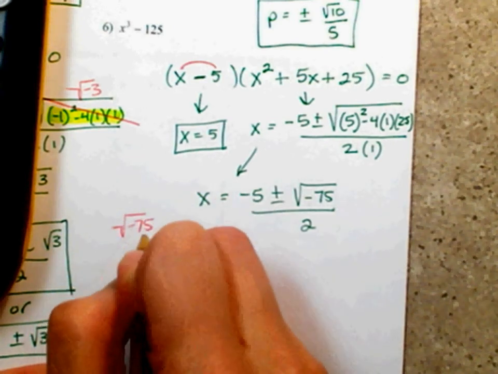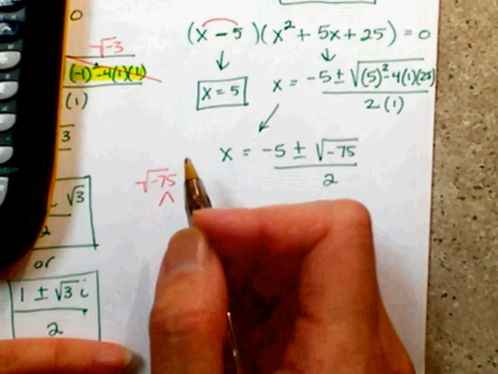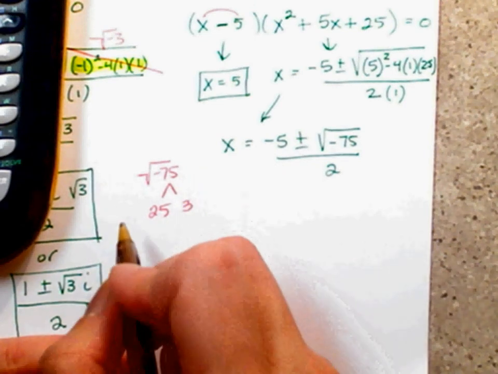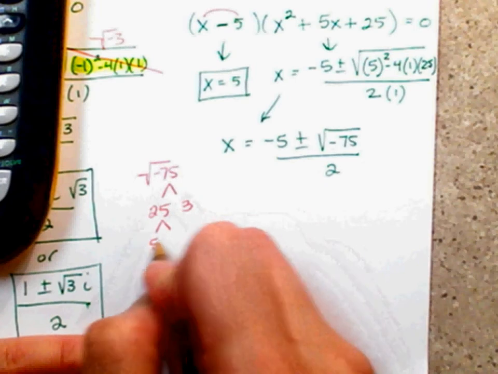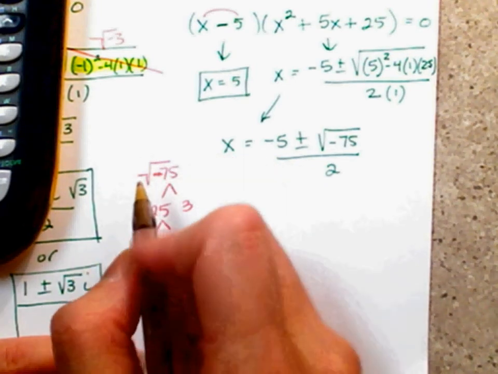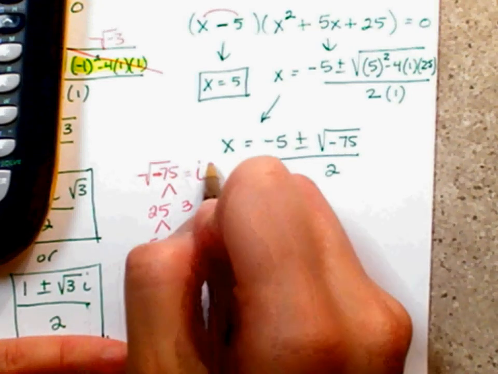75 is not a perfect square, so you have to factor things out. Use your tree. Factors of 75: 25 and 3. Think of quarters, okay? 25, 50, 75. Factors of 25 are 5 and 5. Now take a look. See this negative? I'm going to bring it out as an i. Pairs of 5, left over a 3.